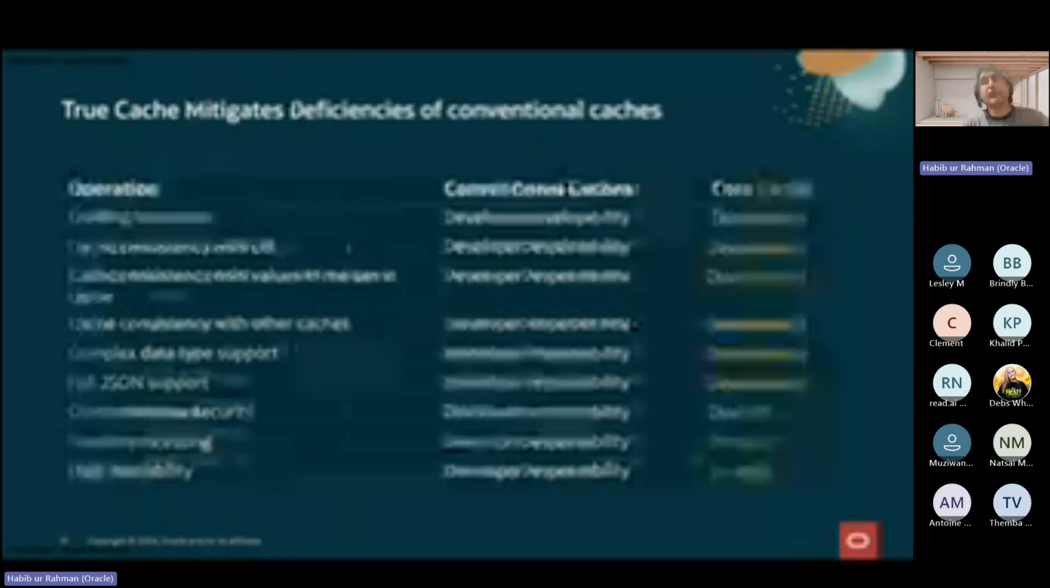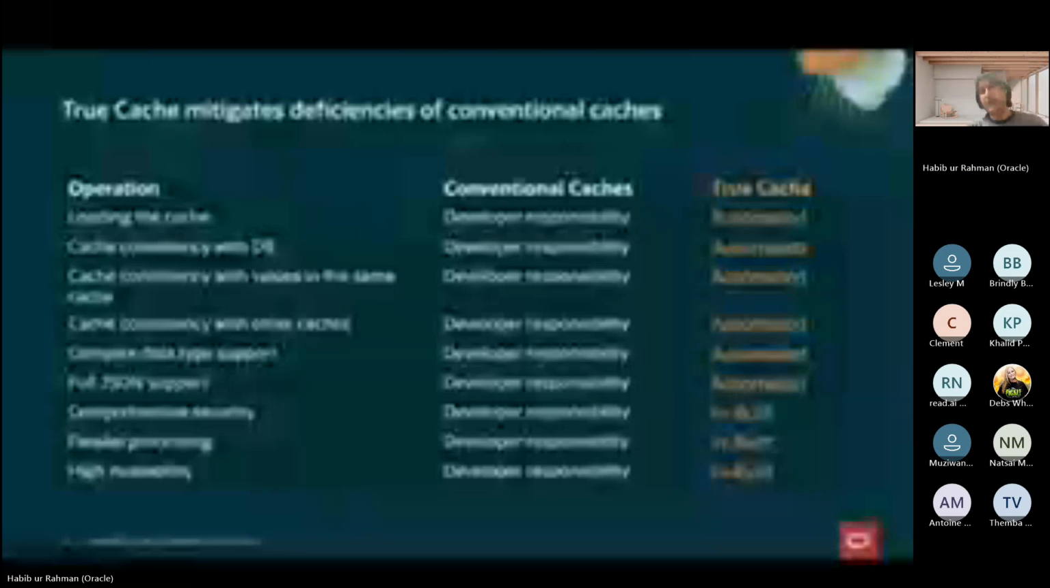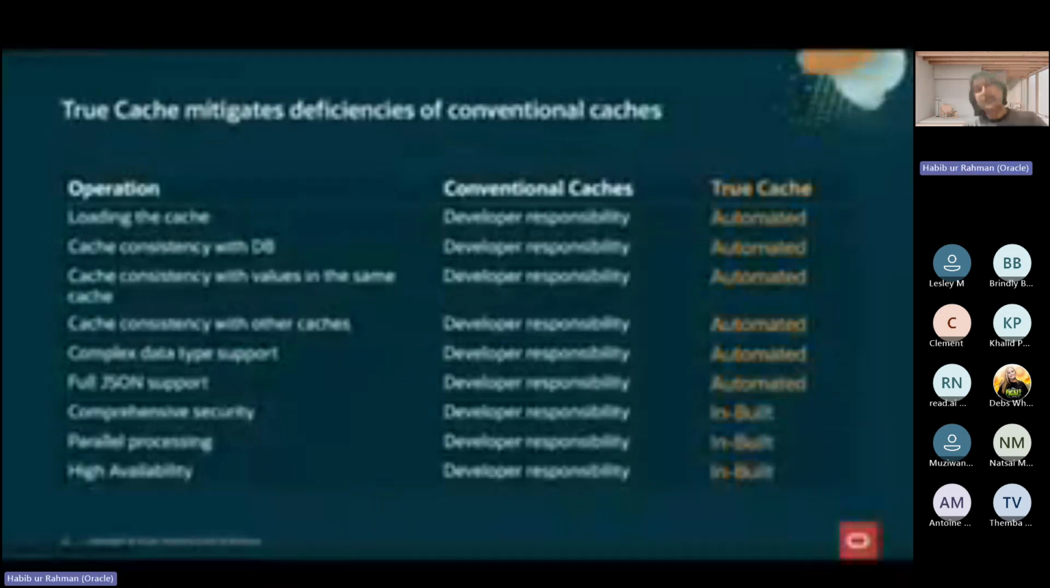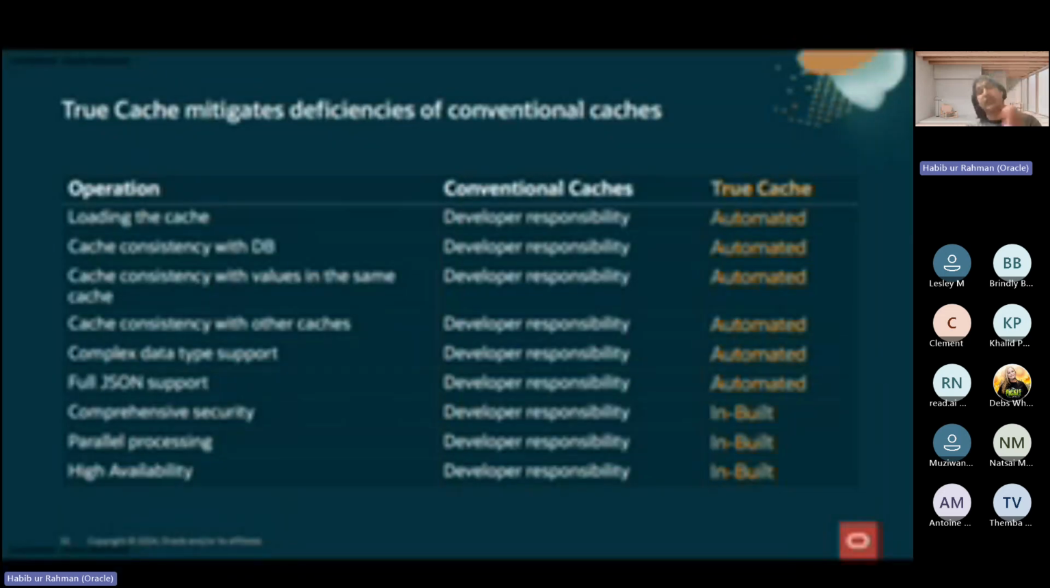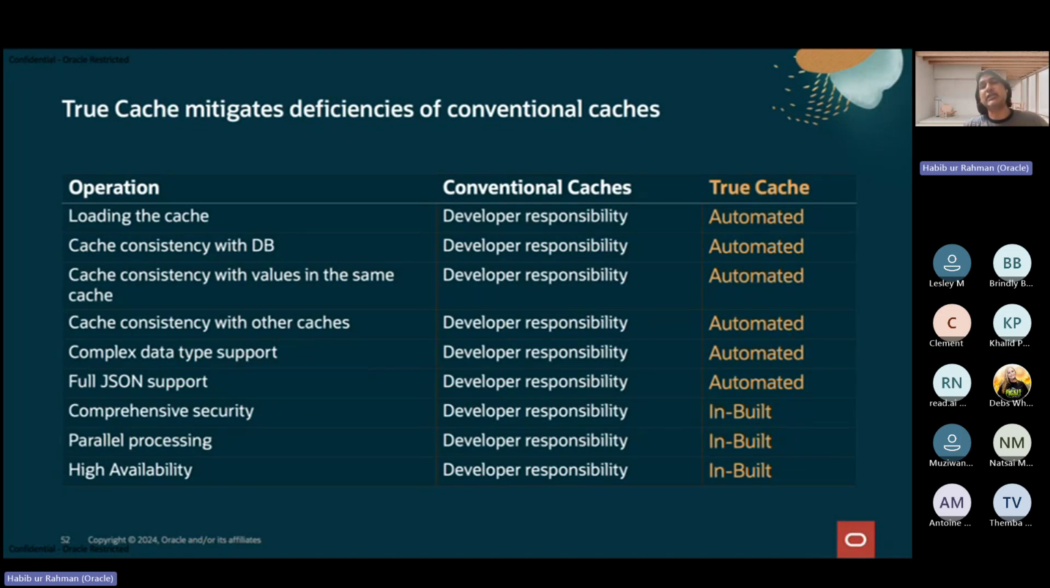But when we talk about Oracle True Cache, loading the data and loading the cache is automated. Keeping the cache consistent with the database is automated. Not only this, everything is automated. The last one is comprehensive security. By default, Oracle has security, so whatever security is available in Oracle 23ai is all inherited by True Cache, right? Parallel processing is inbuilt. High availability is inbuilt. So everything in True Cache is automated or inbuilt, and we do not require any developer to do any kind of activity. Just use True Cache, configure it with your application and enjoy. That's it. The backend is managed by True Cache automatically.